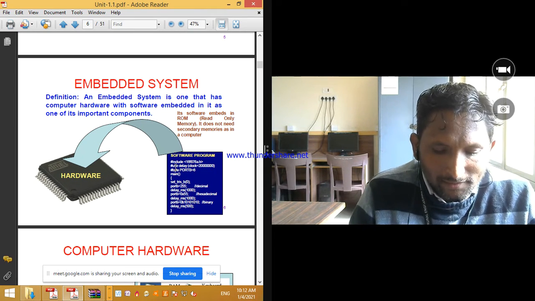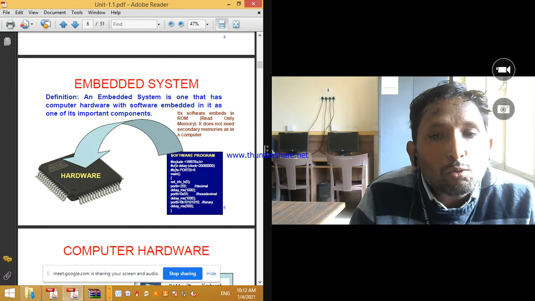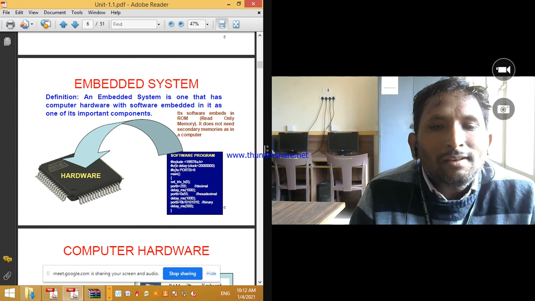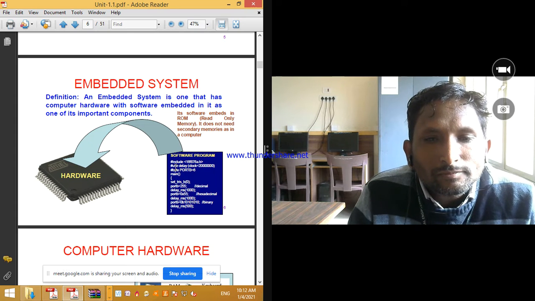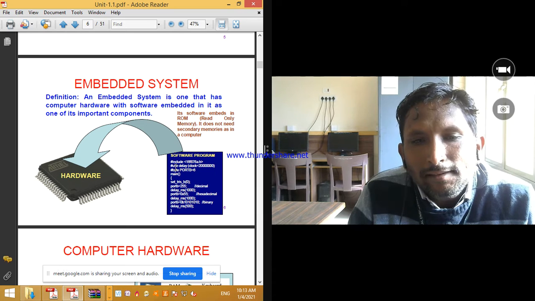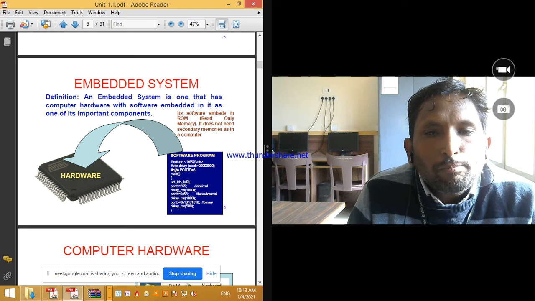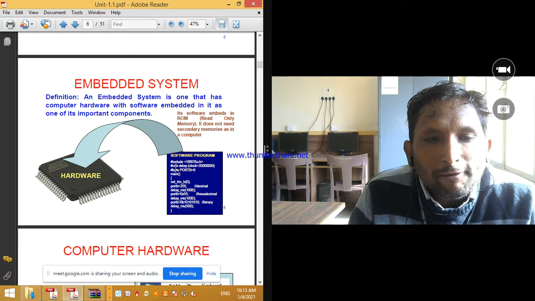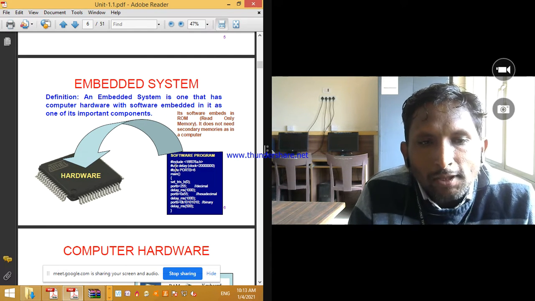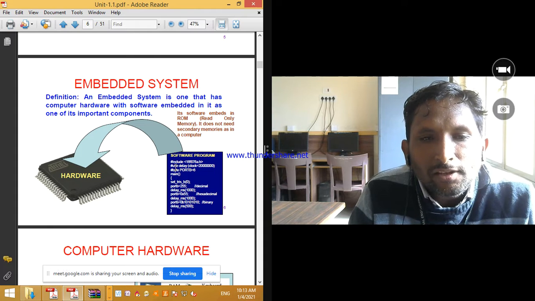Those who want to understand what exactly this is, please focus over here. On the left side of the screen, a chip is shown, and on the right side a code is shown. When we insert that code into that hardware, which is nothing but a chip or an IC, an integrated circuit, you can easily see the Atmel IC given over here.